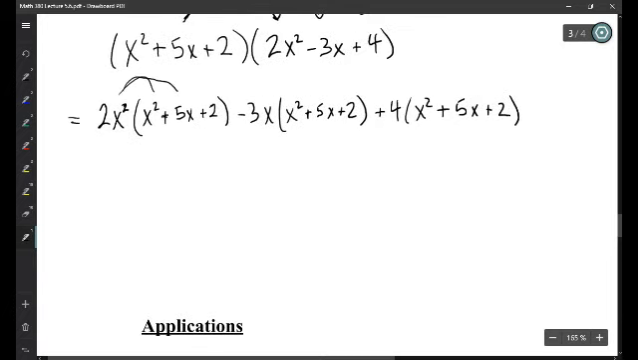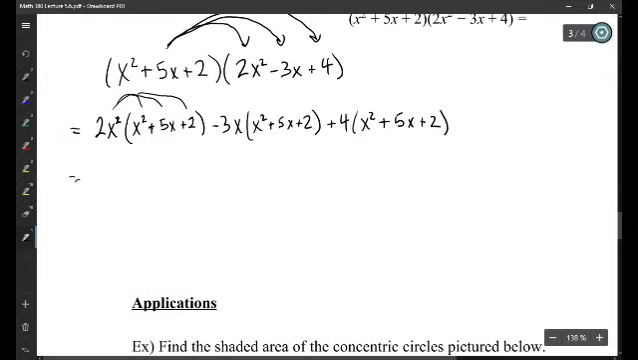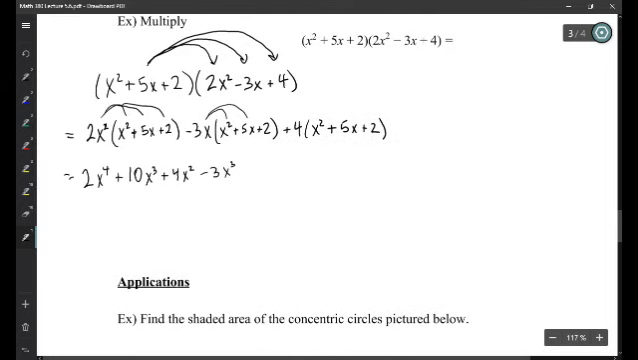So distribute through each term. 2x squared times x squared is 2x to the 4th. 2x squared times 5x is 10x cubed. 2x squared times 2, 4x squared. Here we have negative 3x times x squared, so minus 3x cubed. Negative 3x times 5x, minus 15x squared. Negative 3x times 2, minus 6x. Last term, distributing through, 4 times x squared plus 4x squared. 4 times 5x plus 20x. 4 times 2 plus 8.